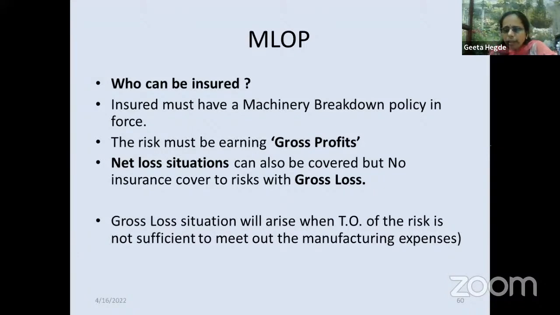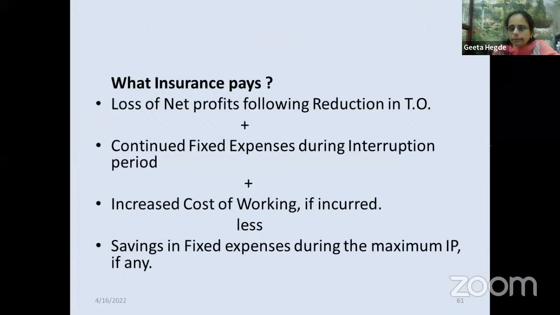When will the gross loss arise? When the turnover of the risk is not sufficient to even meet the manufacturing expenses. Even if the variable expenses also cannot be met, then it will result in gross loss. What will insurance pay? Loss of net profit following the reduction in the turnover. Yesterday we have seen the example also. There is reduction in turnover resulting in net profit loss.